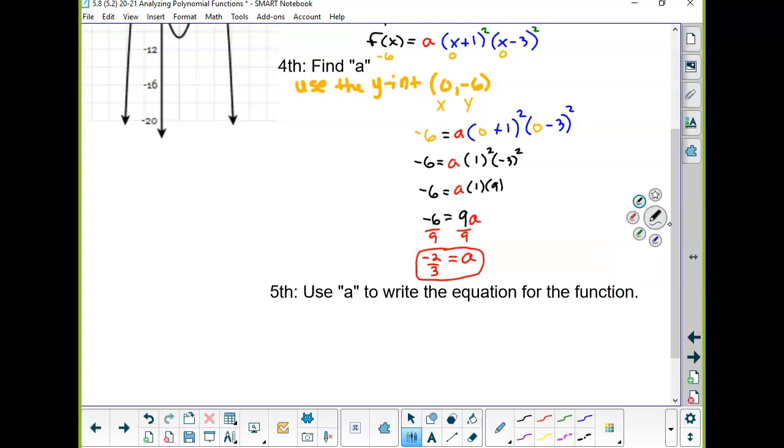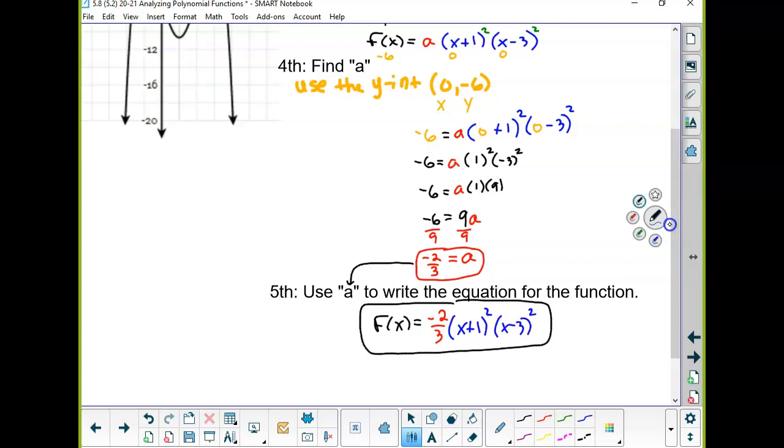Alright, so that was a lot of work. Finding the a value is the most amount of work. It's the hardest thing. And then our last step is, now that we know what a is, we're going to use a to write the exact expression. So I'm going to go back up to the very top of the screen and say, well, what was f? F of x is the a value times the factors squared, x plus 1, and x minus 3 squared. And there is the exact equation that gave me that graph.